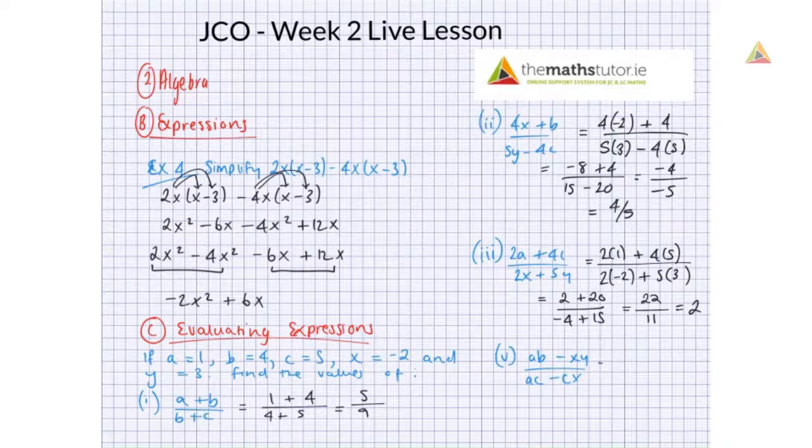And finally, ab, so that's going to be 1 by 4, minus xy, which is minus 2 by 3, all over ac, so a is going to be 1 by c, which is 5, take away c, which is 5, by x, which is minus 2. Now be careful with these ones because there's a few minuses floating about there. So 1 by 4 is 4. Now here, minus by minus gives us a plus. So 2 by 3 is 6, so it's going to be plus 6.